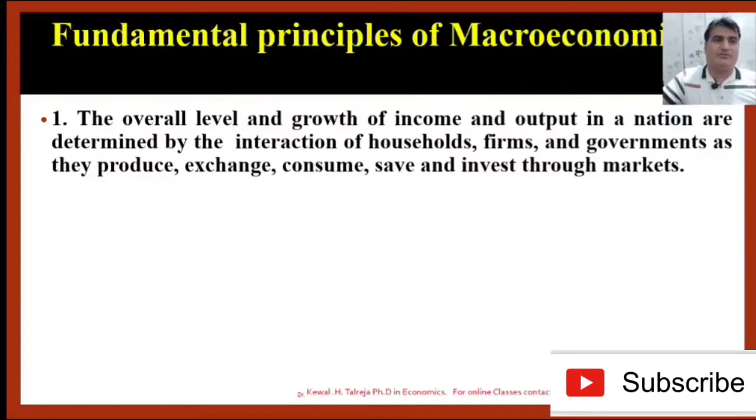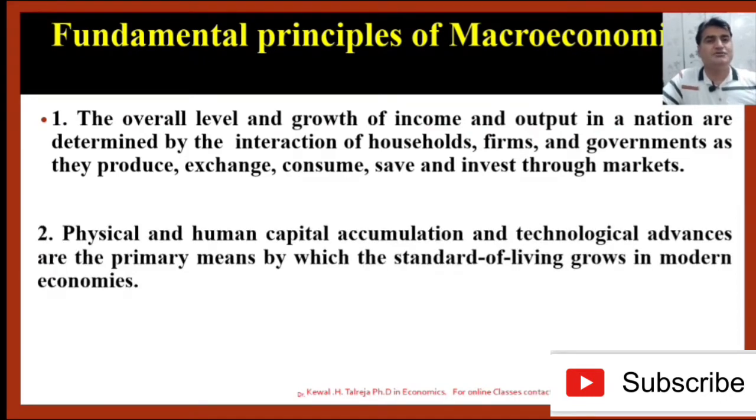The first principle of macroeconomics states that the overall level and growth of income and output in a nation is determined by the interaction of households, firms, and government as they produce, exchange, consume, save and invest through markets. So whatever the level of income will be is decided by the activities performed by households, firms, and government. Physical and human capital accumulation and technological advances are the primary means by which the standard of living grows in modern economies.